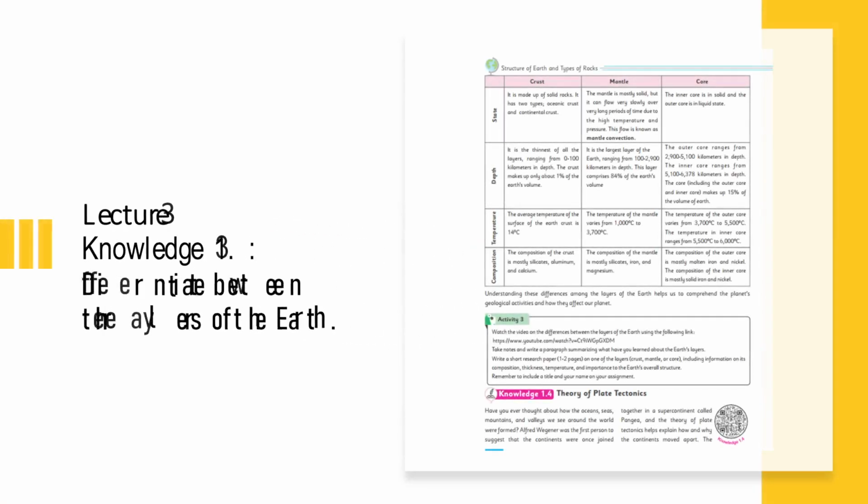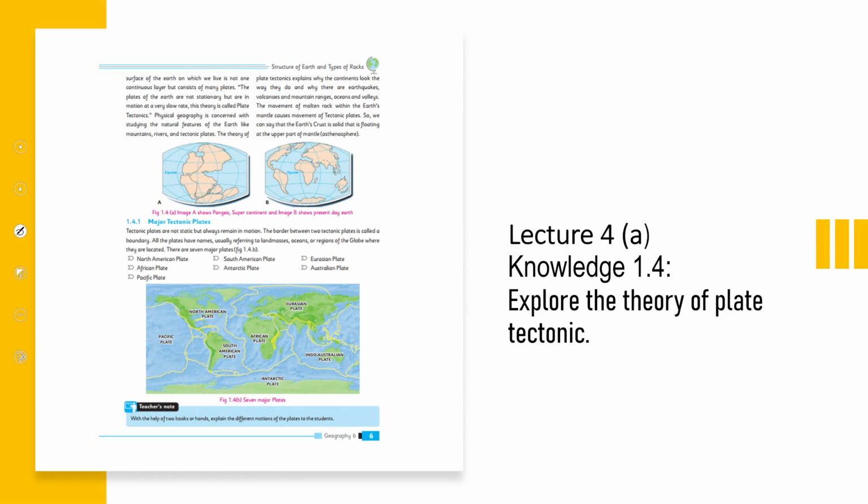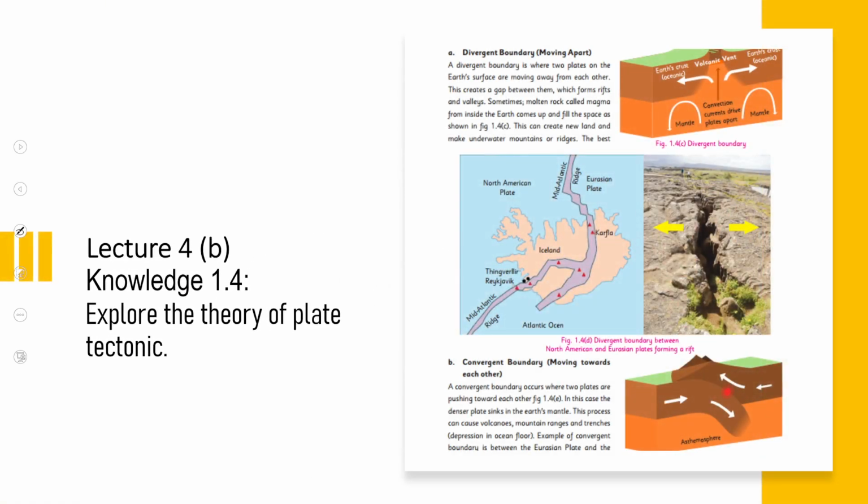Then in lecture 3, which is knowledge 1.3 from your book, we are going to differentiate between 3 layers of the earth. And the lecture 4, which will be divided into 2 lectures, lecture 4A will be knowledge 1.4, which will explore the theory of plate tectonics, जिसमें हम इसकी complete history कि किस तरीके से plate tectonics के बारे में हमें पता चला, we are going to discuss that. Then in lecture 4B, the students will be able to explore the theory of plate tectonics and how different plates move and create different landforms.